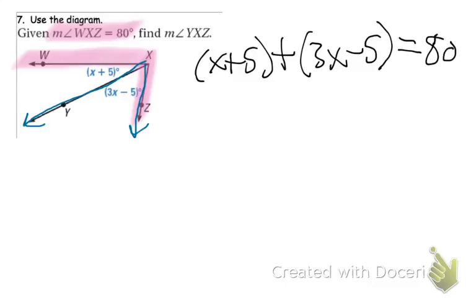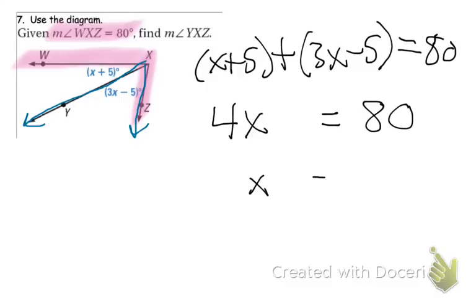So I see that on the left side I have 4 x's altogether. And I have a negative 5 and a positive 5, so that adds up to 0. So I have just 4 x's on the left side, and that all equals 80. If I divide both sides by 4, I'll get x equals 20, because 8 divided by 4 is 2, and so 80 divided by 4 will be 20.